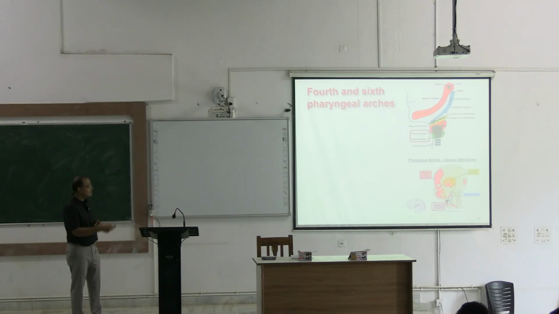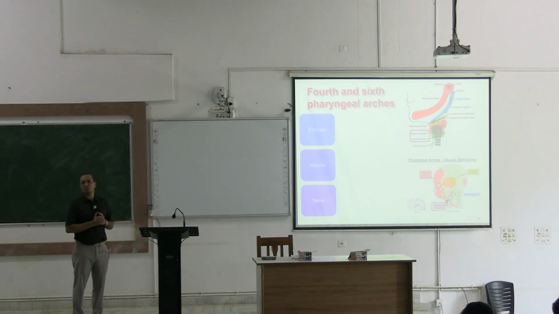So, you have to know the same sequence of things: cartilage, muscles and the nerves. Cartilage is easy to remember. All the cartilages present in the larynx or voice box are sourced from the 4th and 6th arches together. You don't have to memorize whether 4th or 6th.